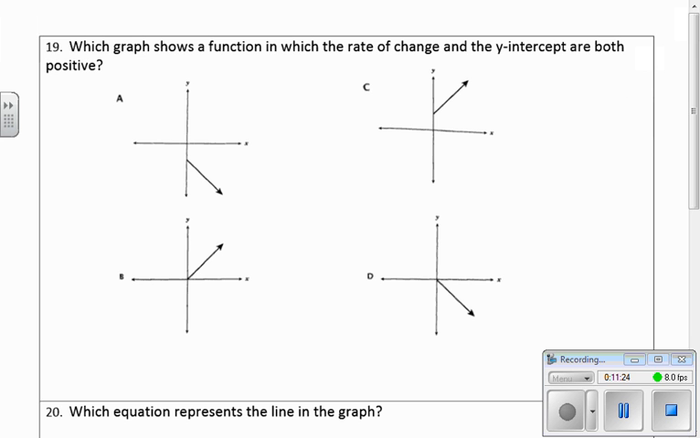Number 19, which graph shows a function in which the rate of change and the y-intercept are both positive? Well, if a y-intercept is positive, that means it's starting above the origin. So this one looks negative. This is 0. This is 0. This is the only answer that makes sense.